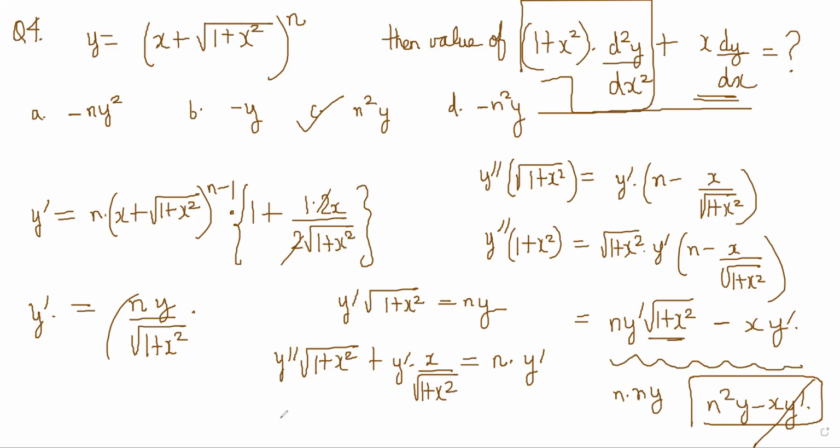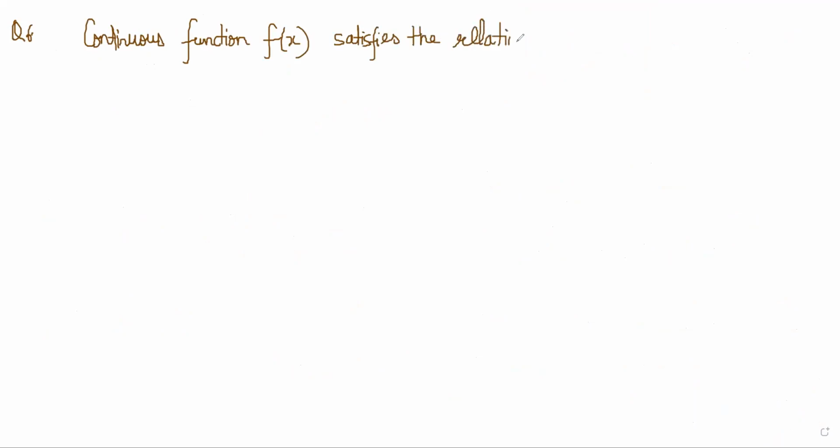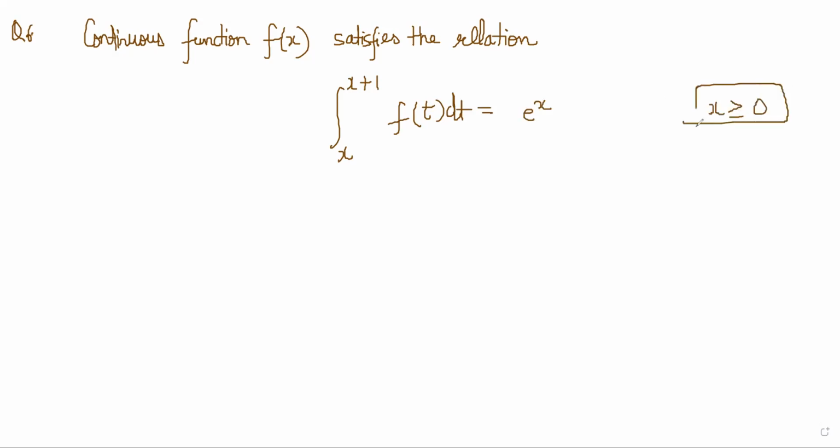Okay, fine. Let's move on. This question says a continuous function f of x satisfies the relation integral of f of t dt from x to x plus 1 is equal to e power x for every value of x greater than or equal to 0. You have to find out the value of f of 2 minus f of 0.